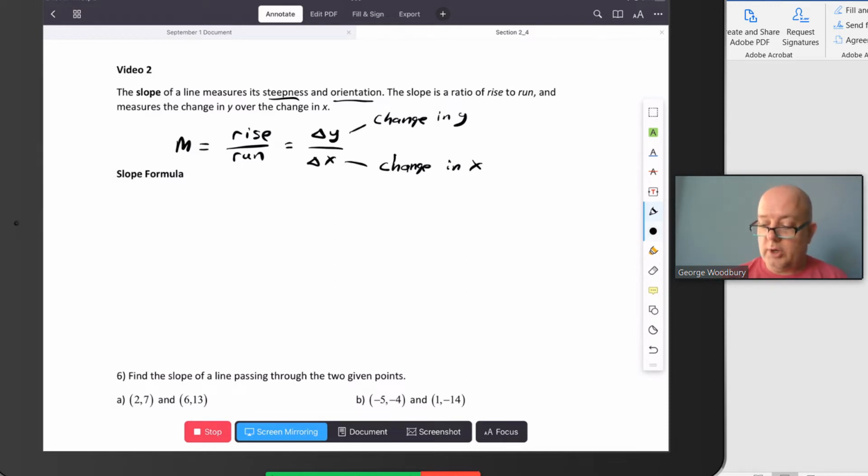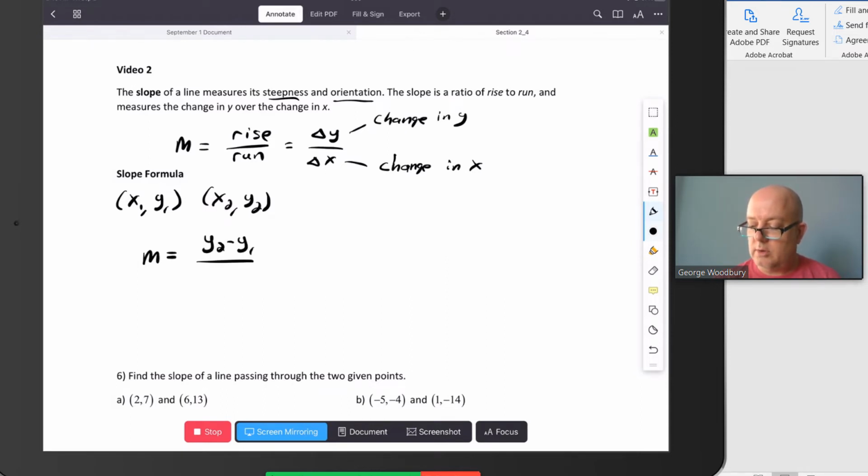Now, if you've got 2 points, x1, y1, and x2, y2, the formula for the slope is given as m equals y2 minus y1 over x2 minus x1. And by the way, these points can be labeled the opposite way. So it doesn't matter which direction you subtract in, as long as you do it the same way in both the numerator and denominator.